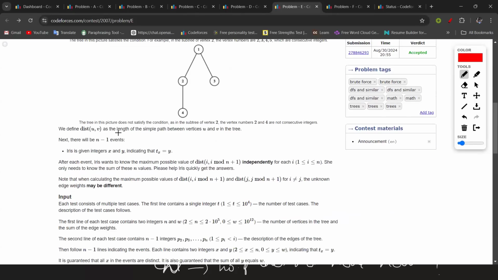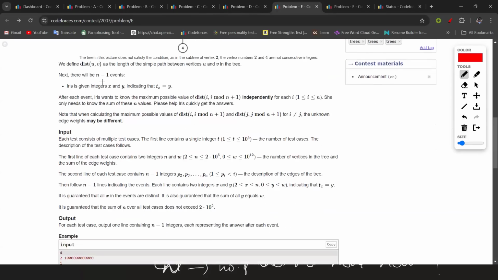Now we define distance UV as the length of the simple path between U and V in the tree. So if this is U and this is V, the length of a simple path from U to V is defined as the distance UV. So from U to V, a simple path is this. It has 3 nodes here, or you would consider the weights. You are given the weights of the edges, and the sum of the weights of the edges on the simple path from U to V is called the distance of U to V.